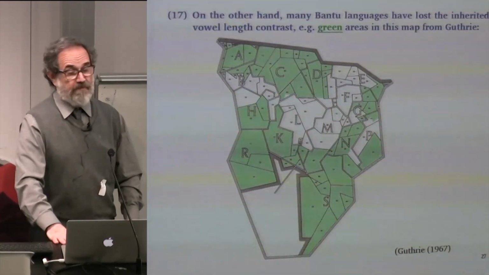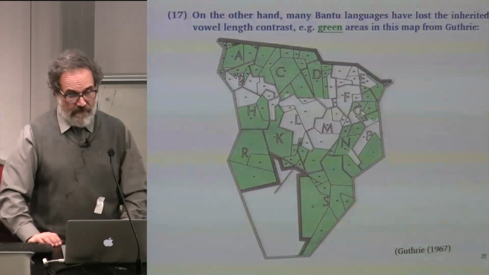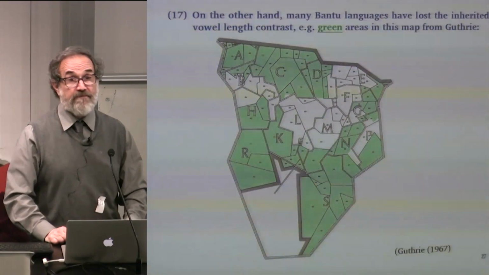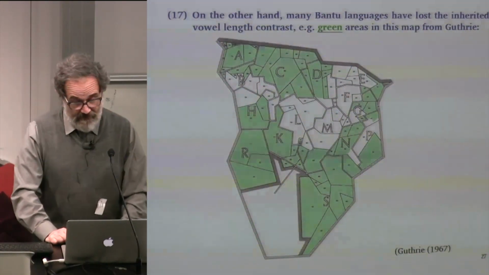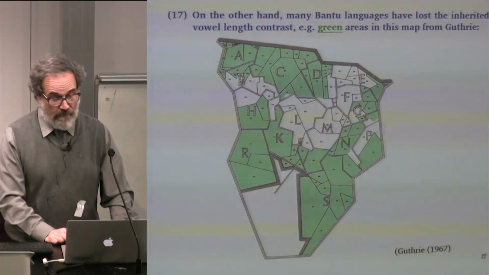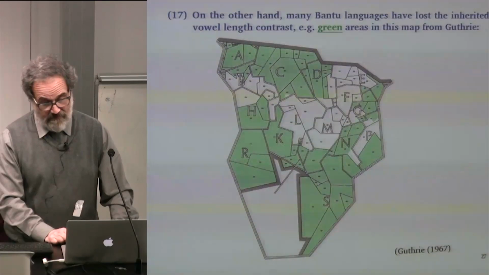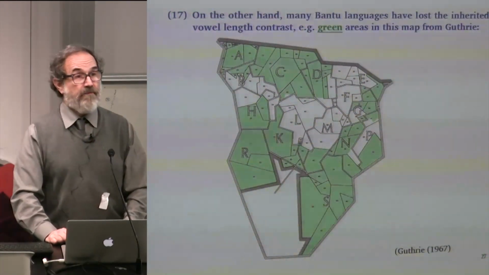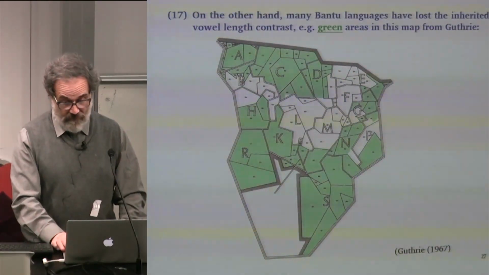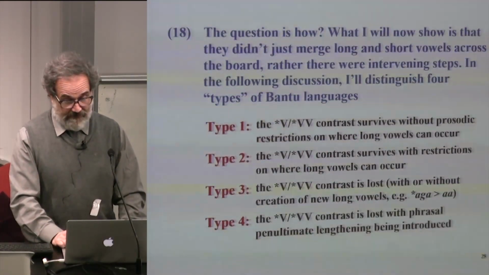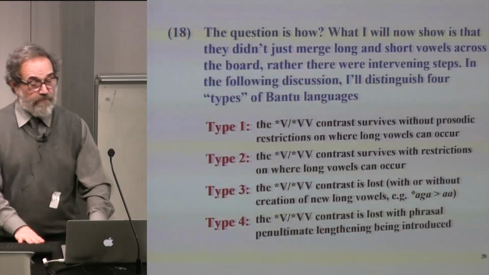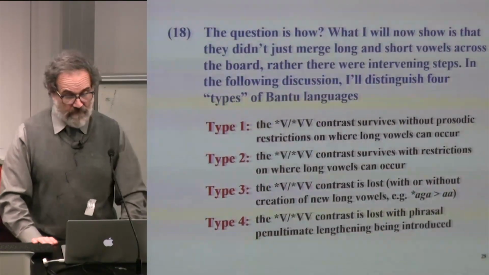On the other hand, many Bantu languages have lost the inherited vowel length contrast. So all the green areas on this map, and this is one of Guthrie's maps from his four volumes, you can see that there are these huge areas in various parts of the zone, the northwest, the west, the east, the south, etc., where the historical vowel lengths have been lost. Okay. The white areas, of course, are where you still have them. So the question is, how were they lost? What I will now show is that they didn't just merge long and short vowels across the board.